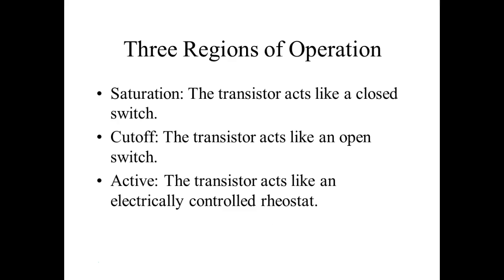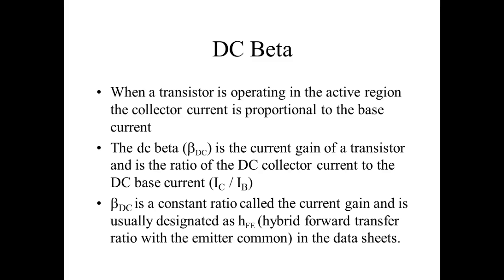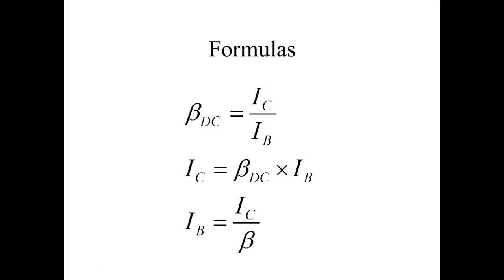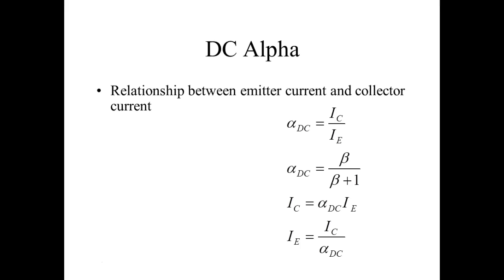You understand? We talked about the three regions we can operate it: the saturation, cutoff, and active region. And we know we use this voltage, collector to emitter, to determine where it's operating in. We talked about the beta. This is the IC over IB, and this gives us an indication of the current gain of the transistor. And of course, these are the formulas.